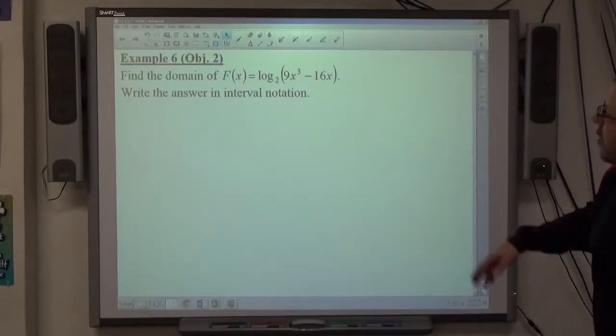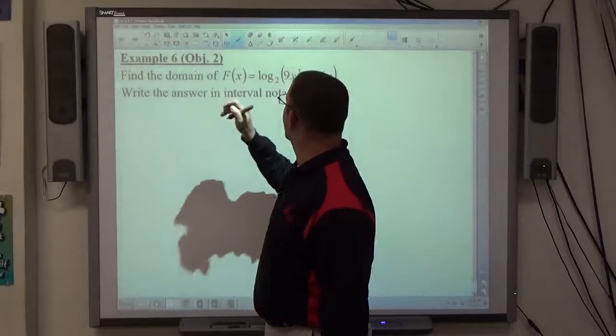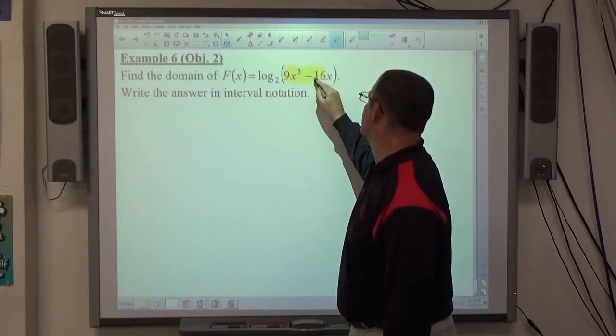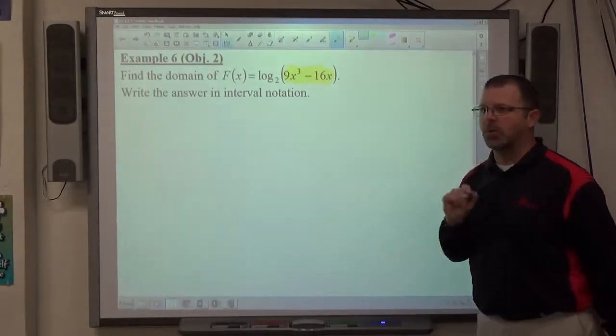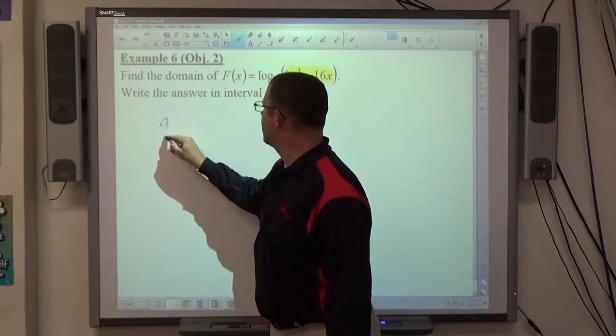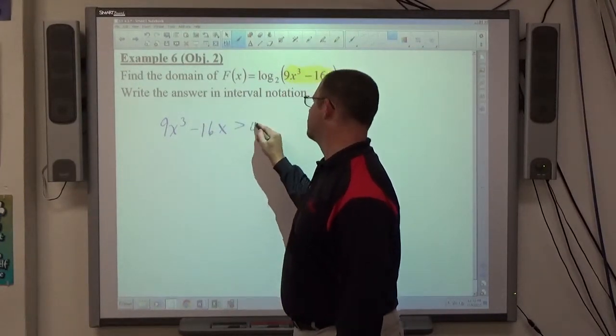Okay, moving on to example 6, we've got log base 2 of 9x cubed minus 16x, and again it says find the domain. So again, all I care about with domain for logarithms, once I see it's a logarithmic problem, is what is the argument. That's what matters to me. The rule very clearly states that the argument itself, which is 9x cubed minus 16x, must be greater than 0.